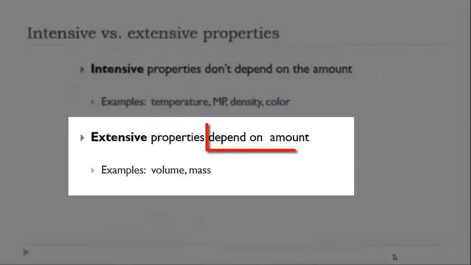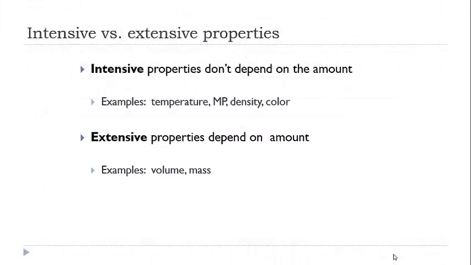Extensive properties do depend on the amount. So for example, the volume, how much space it takes up, that is something that depends on how much there is. The mass, how much it weighs, that is also an extensive property.